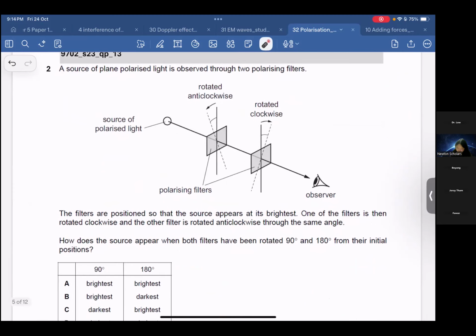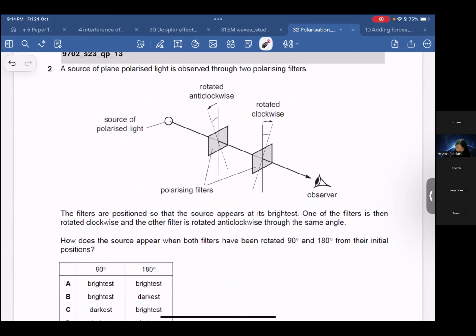Here, a source of plane polarized light, this is already polarized light, through two filters. Initially, this is the filter direction. This is the filter, that means vertically. Initially, the filter is vertically like this. The filters are positioned so that the source appears at its brightest. So initially put like this, we will get the brightest. That means that starting at here, your polarized light actually is also vertical like this. It can pass through.